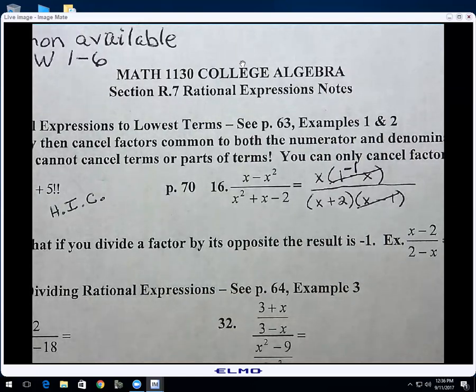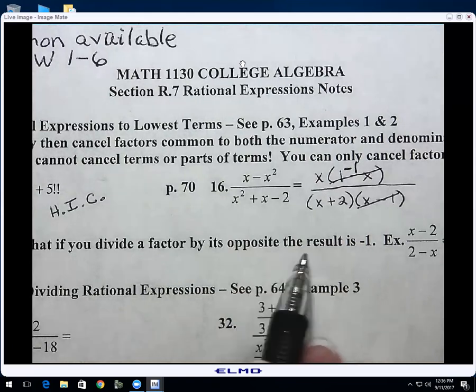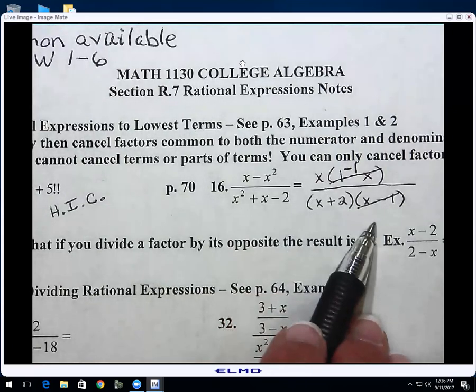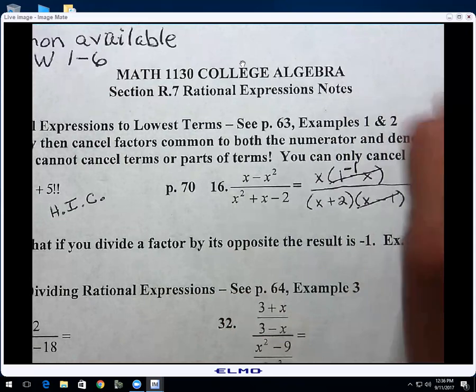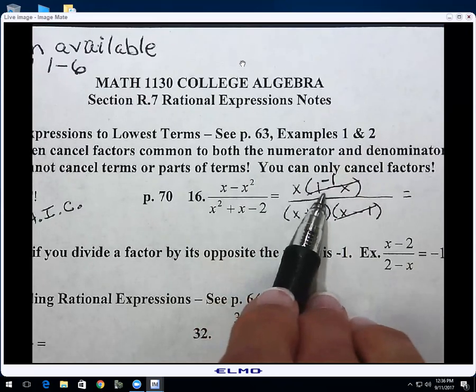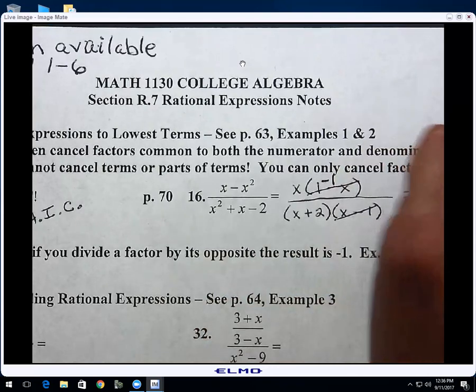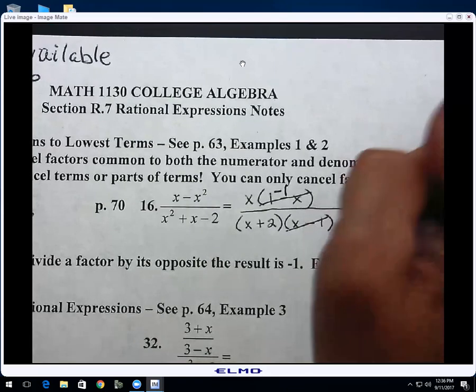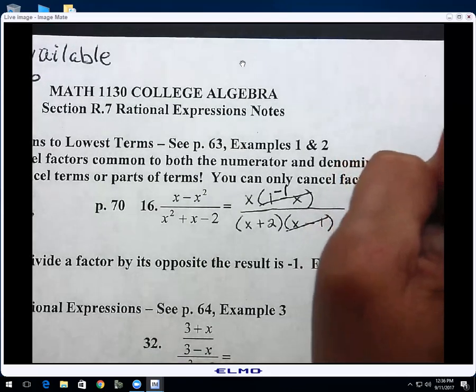Just like in basic math, anything divided by its opposite, when you divide 5 by negative 5, you get negative 1. If you divide negative 10 by 10, you get negative 1. If you divide 1 minus x by x minus 1, you get negative 1. So all that's left of that fraction in the numerator is x times negative 1. You could either write negative 1x, or you could just write negative x. And all that's left in the denominator is the x plus 2.